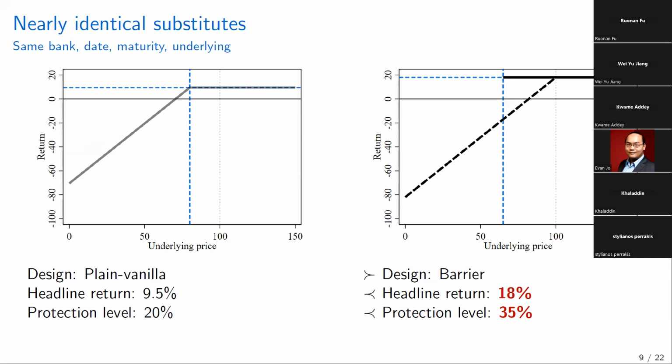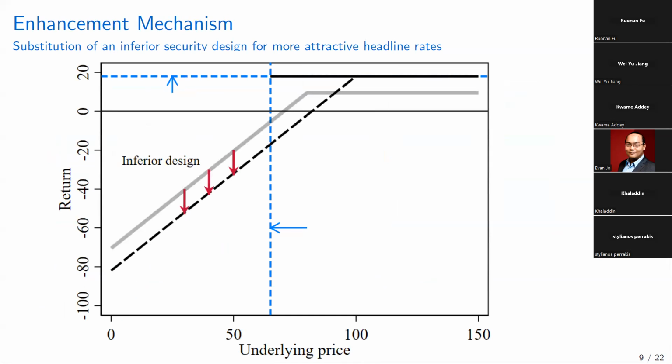So really this mechanism of enhancement is not a substitution between securities of higher expected return and higher risk, but it's a substitution of different security designs. In this case, substitution to inferior security design. Inferior because in many states of the world, here denoted with the red arrows, the design pays lower cash flows to the investors. Okay, so in this case, if the underlying falls below the protection level, investors are going to receive back lower cash flows.